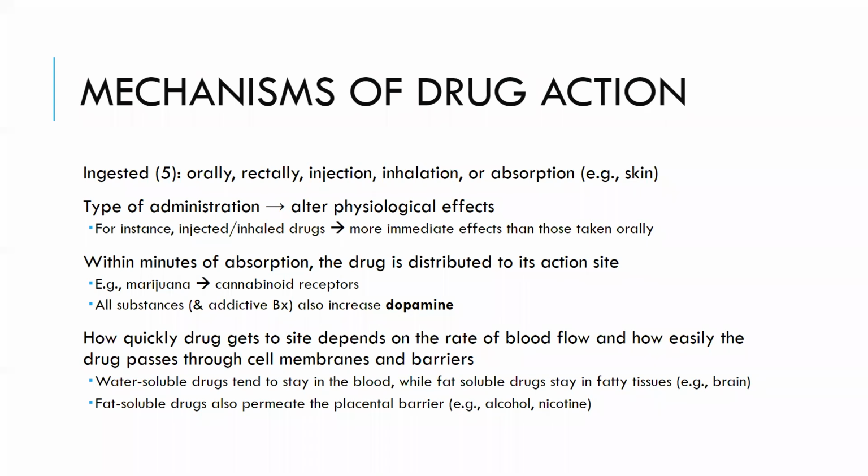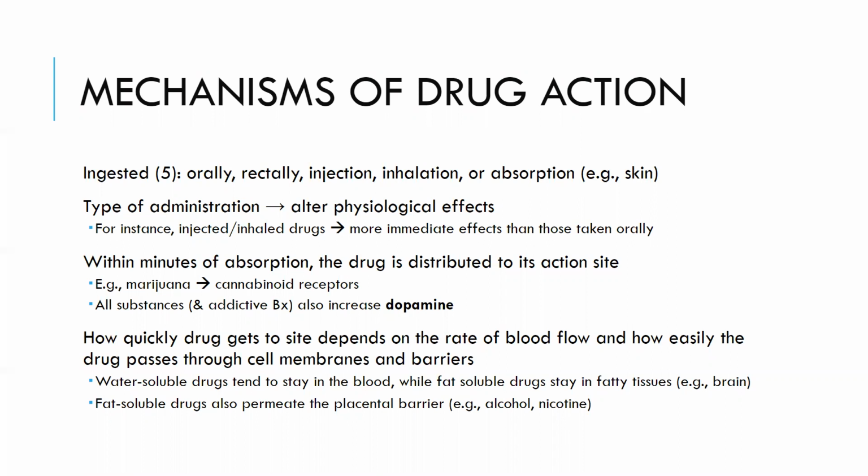How quickly a drug gets to this action site depends on the rate of blood flow, blood pressure, and also how easily the drug is passing through various cell membranes and barriers. So, for example, water soluble drugs tend to stay in the blood, while fat soluble drugs tend to linger in fatty tissues such as the brain. Marijuana would be one such example of a drug that tends to linger more so in fatty tissues.